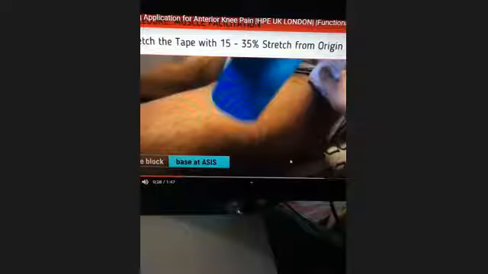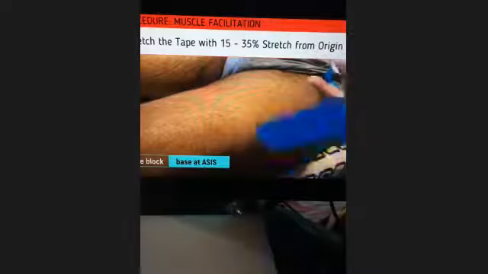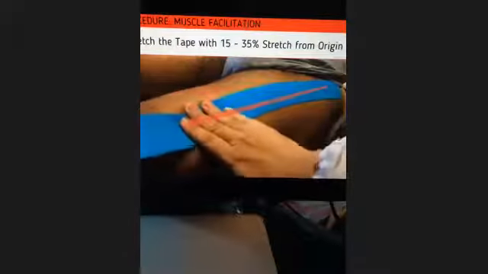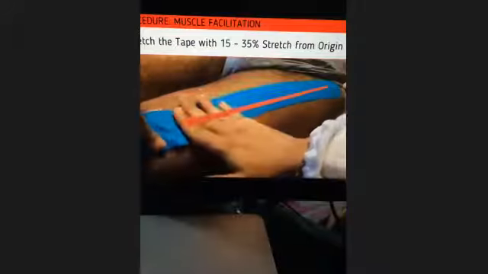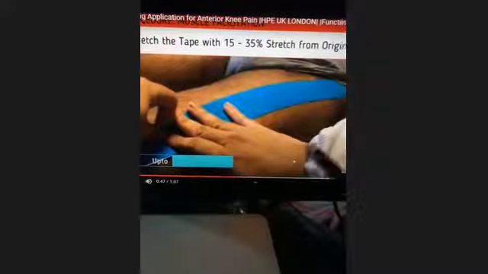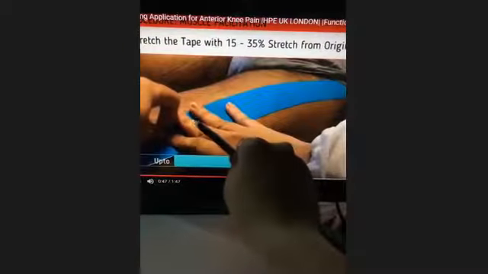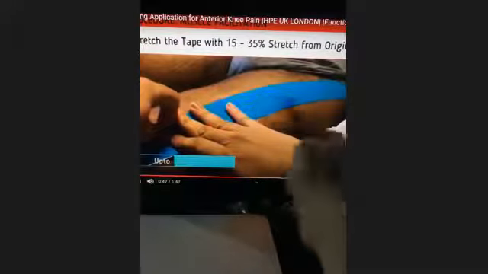So whenever you apply the base, you keep the part in the neutral position. You remove the paper backing and you stretch the tape with 15 to 35% stretch. So when you come for the hands-on training, we'll explain why 15 to 35% stretch is given to the muscle. Don't come to the superior pole of the patella. You need to come up to the musculotendinous junction of the muscle.